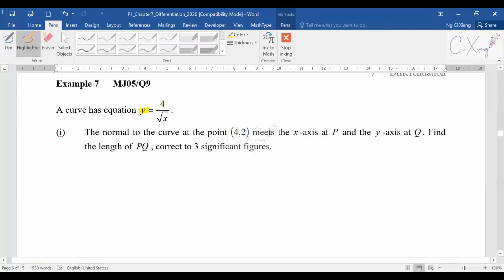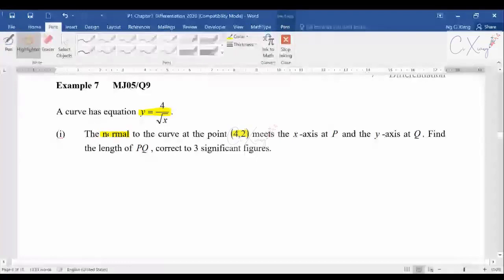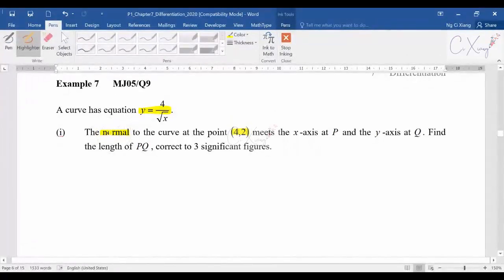Okay, I'm having this equation. They tell you the normal to the curve at this point meets the x-axis and y-axis at P and Q. Find the length of PQ correct to 3 significant figures. Alright, so maybe before I start anything, the question looks very long, means a lot of things that you need to do. So maybe I will start from the basic first. They are talking about the normal of the curve, so maybe I need to form the normal of the curve first. Then only I can continue further.